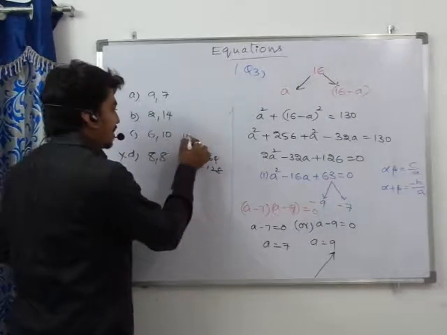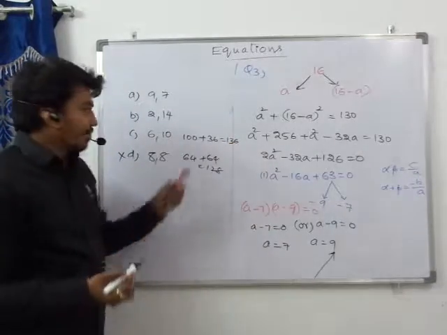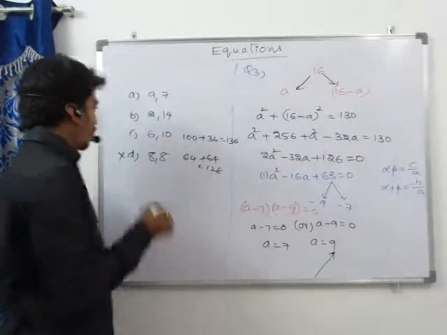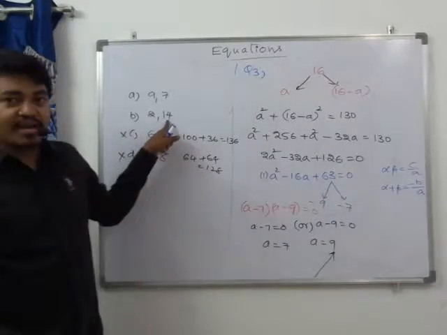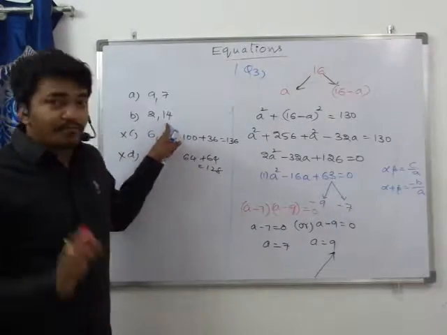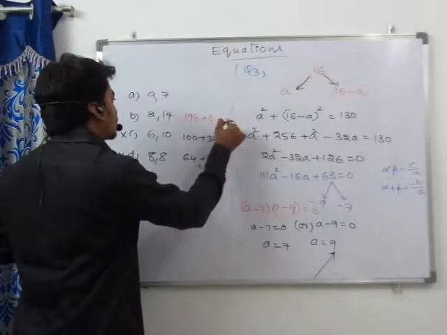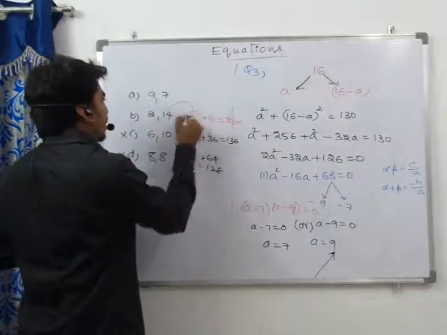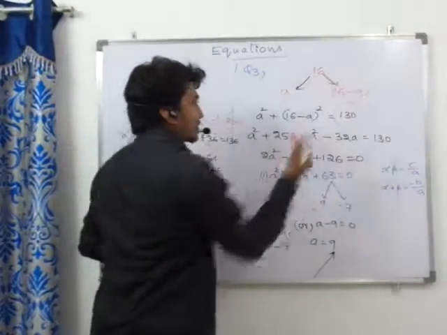10 square is 100. 6 square is 36. The sum is 136. Is it satisfying the condition? No. Check with the second option. 14 square, 256. Sorry, 14 square is 196. 196 plus 4. This is 200. 14 square is 196, 2 square is 4. The sum is 200, whereas the sum should be 130 only.